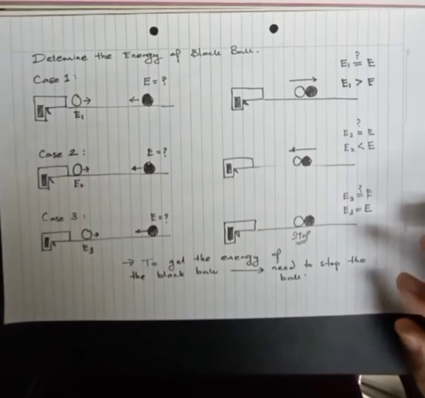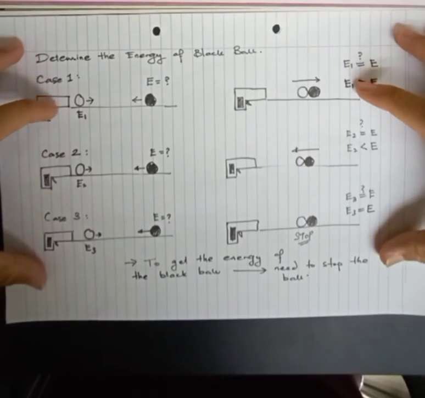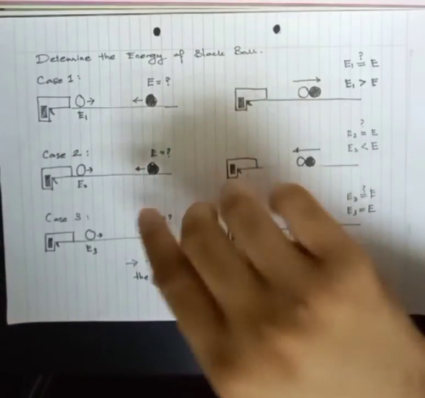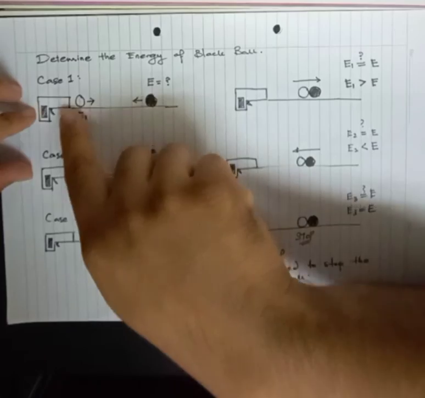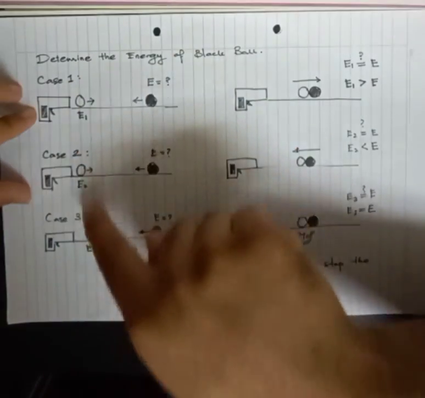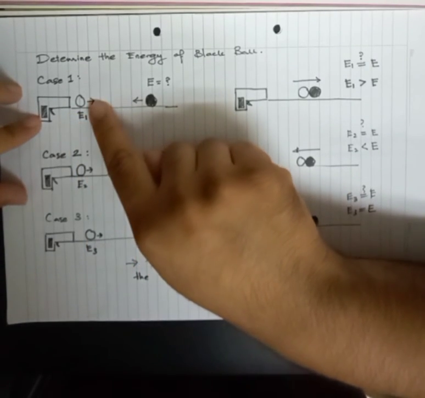Now, let's see this kind of situation. This is an analogy that we will use after this, so understand this first. Let's say this is a gun. The gun will shoot a white ball, and from this gun, we can adjust the energy of the white ball.